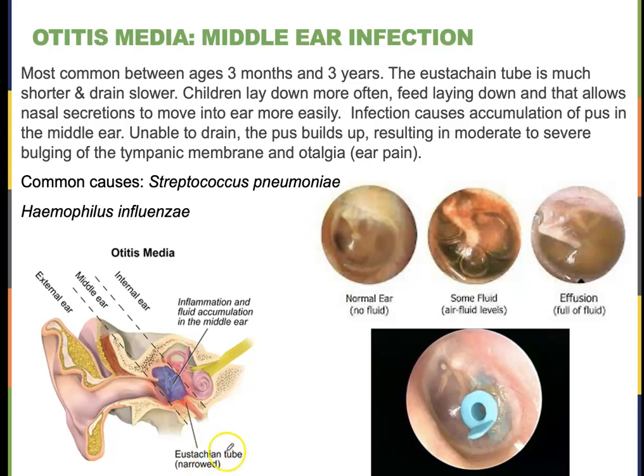So here again is that reference point. The bacteria can go from the throat into the middle ear, colonize the middle ear, and cause infection. The most common are going to be Streptococcus pneumoniae and Haemophilus influenzae. So we've seen Haemophilus before with our conjunctivitis in the eye.